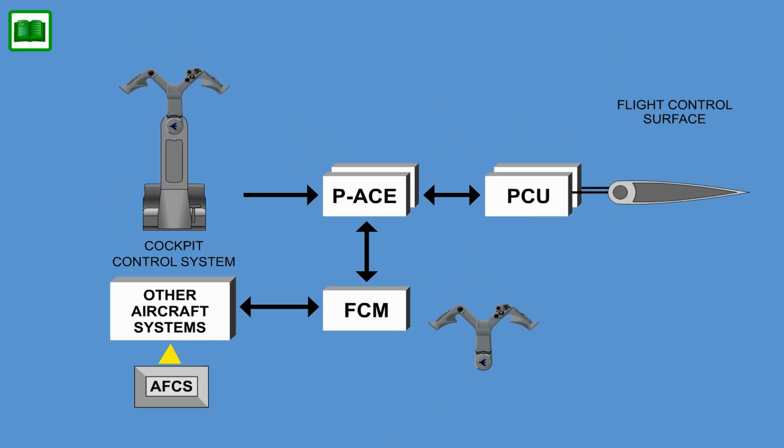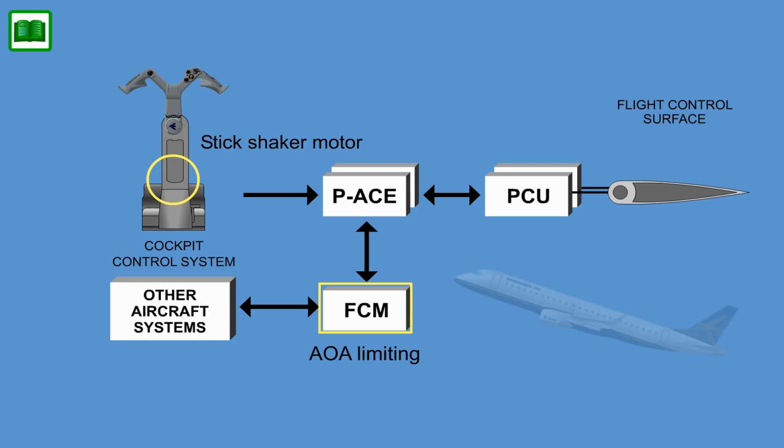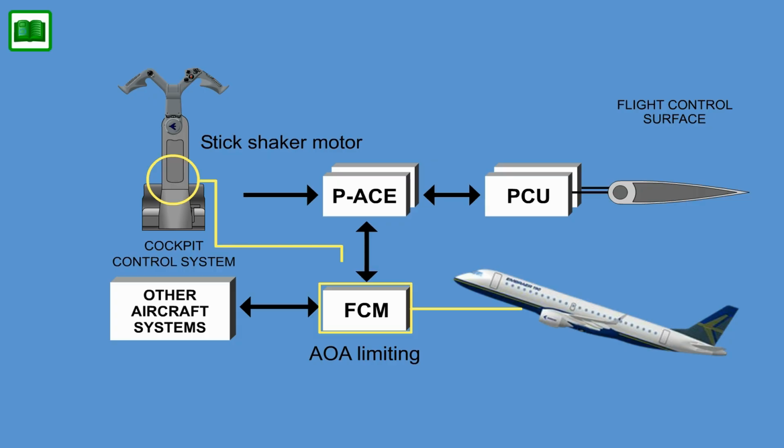Stall warning is provided by the Auto Flight Control System, AFCS, by activating the stick shaker motor on the control column. The flight control module provides stall protection by means of the angle of attack limiting function. Once the stick shaker is activated by the Auto Flight Control System, the angle of attack limiting function reduces control column authority in the nose-up direction gradually until the control column reaches the aft stop, thereby limiting the angle of attack.